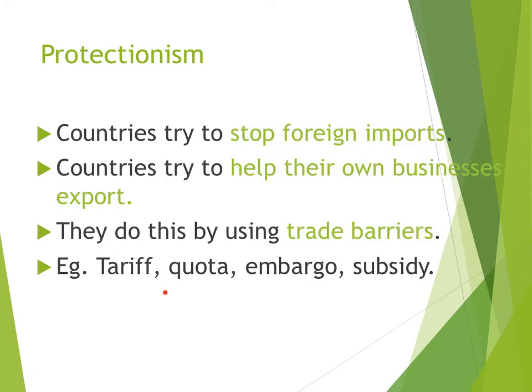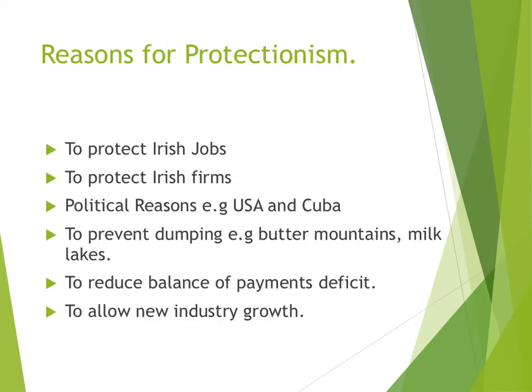When we look at things like tariffs and quotas, embargoes or subsidies, these are all elements of protectionism. So countries just try to stop foreign imports, and the reason they do this is to help their own businesses export. They do this by using trade barriers, and these are examples of trade barriers. Okay, so let's look at reasons for protectionism.